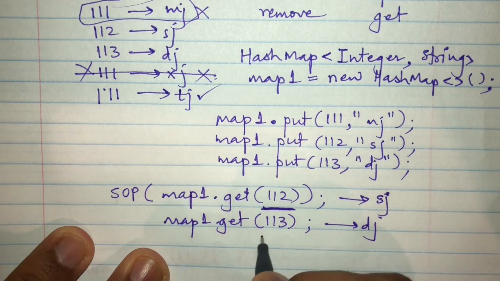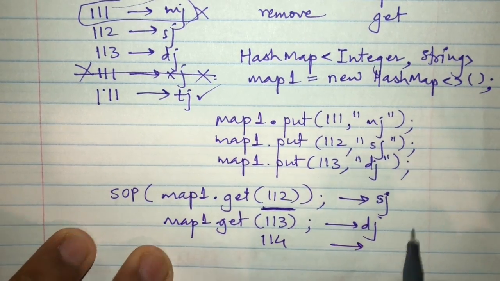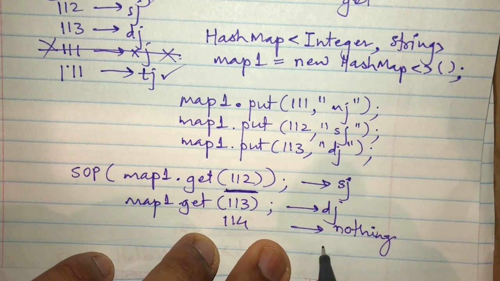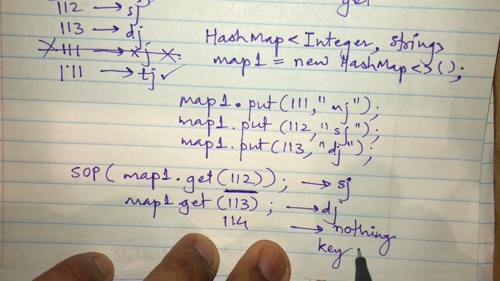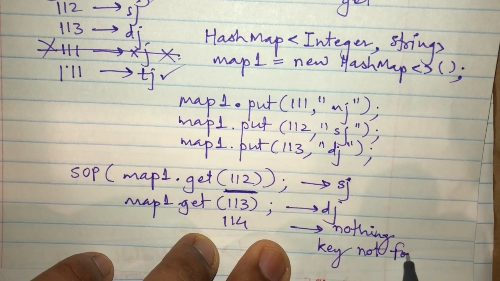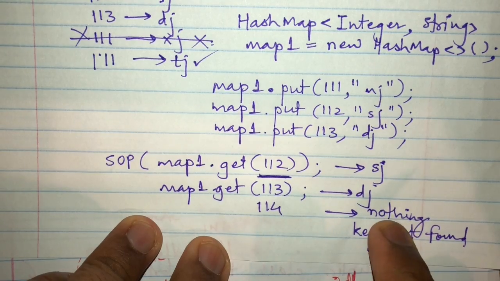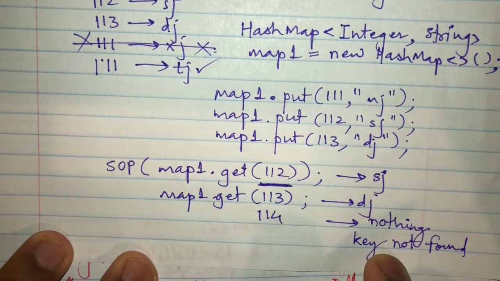If you do map1.get of 114, it will return nothing, or will give me an error, key not found, something like that. I'm not able to remember right now whether it will give me an output saying nothing or an error saying key not found.